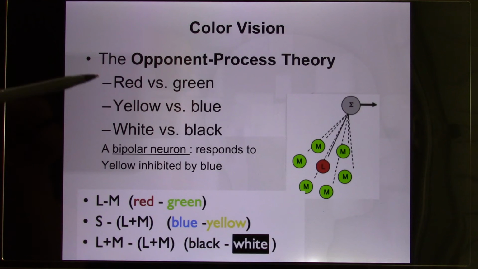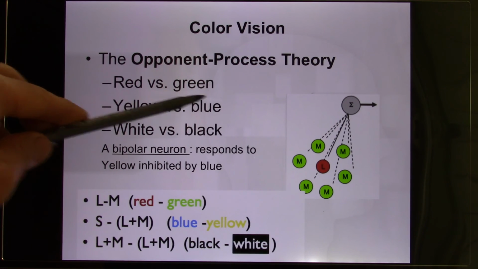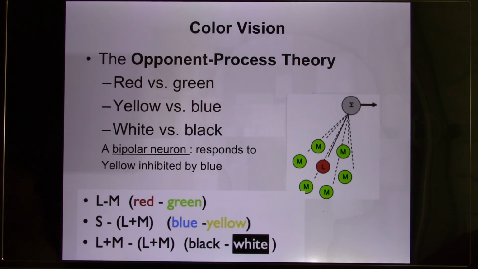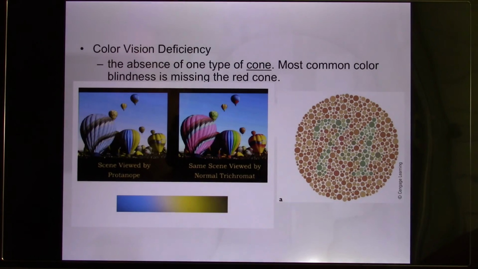So in the dot, if I change to the yellow, you're going to see blue, because these 2 are processed together. The white and black are processed together. So that's the opponent process theory. And your color vision is based on these 3 kinds of cones.